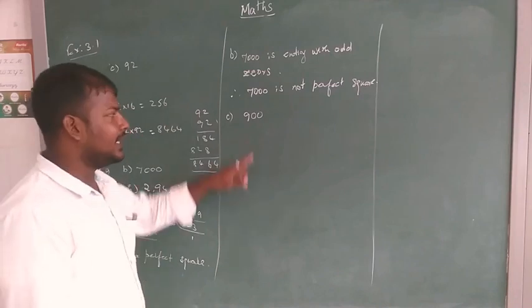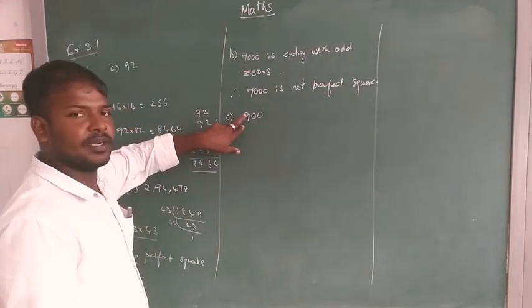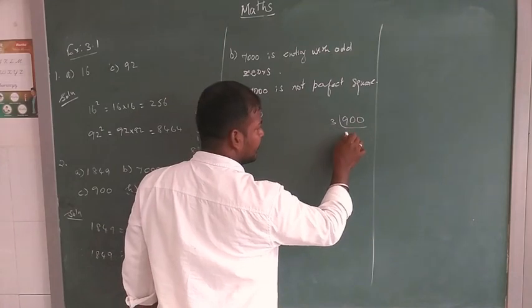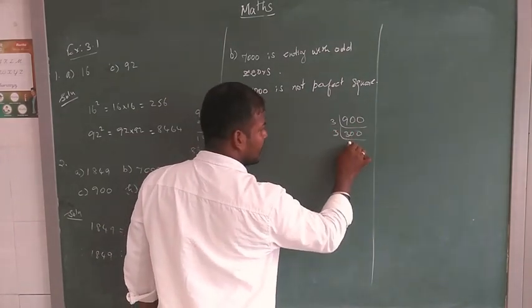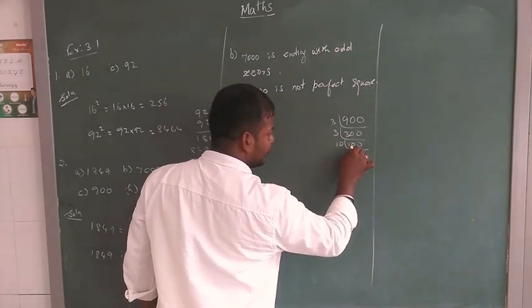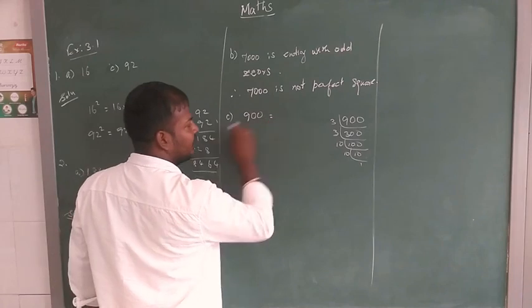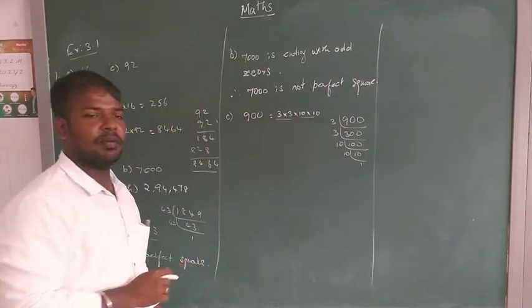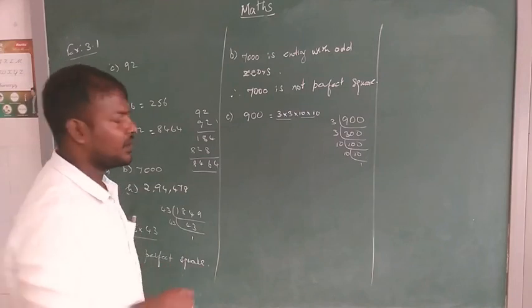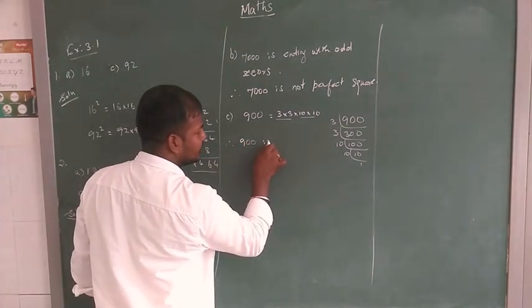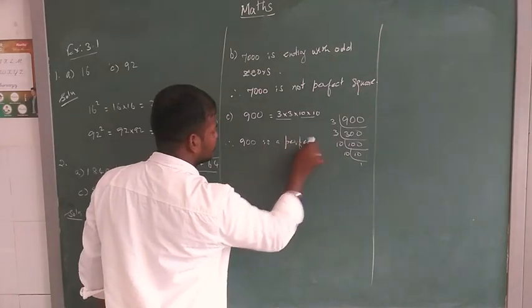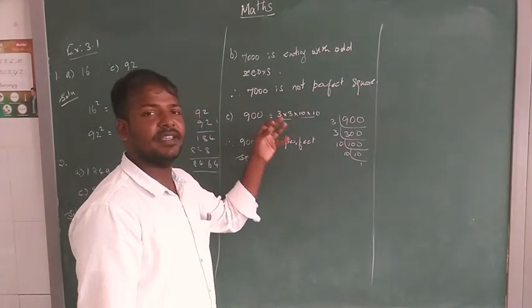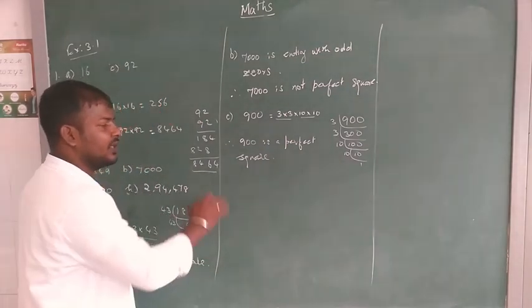900. 900 is ending with an even number of zeros. So find the factors of 900. You can divide it by 3, and we get 300. 300 we can divide by 3, so you can get 100. 100 we can divide by 10, and again by 10, remainder 1. So 900 we can write in the form of 3 into 3 into 10 into 10. So we can conclude here that 900 is a perfect square, because the factors of the number all have a pair.